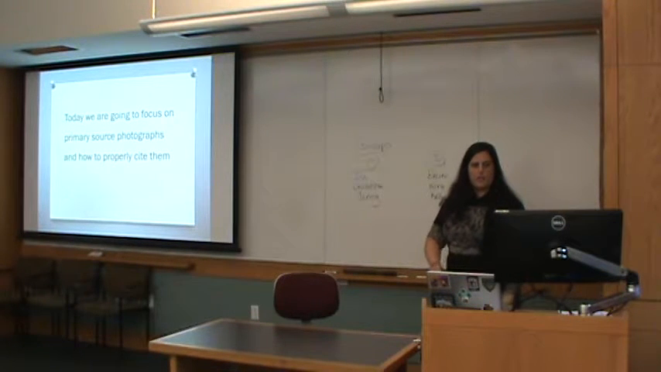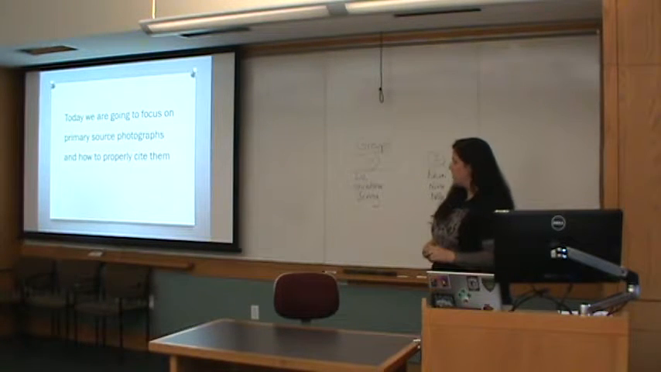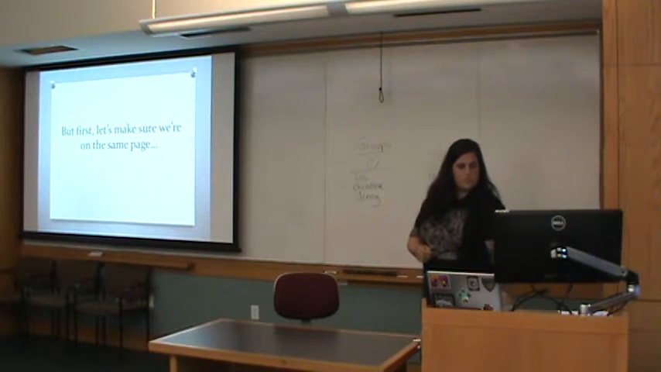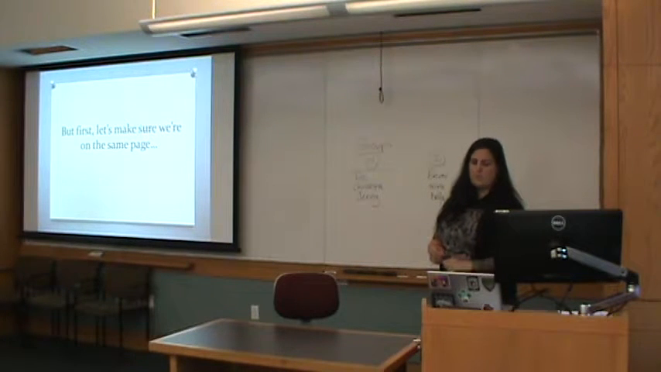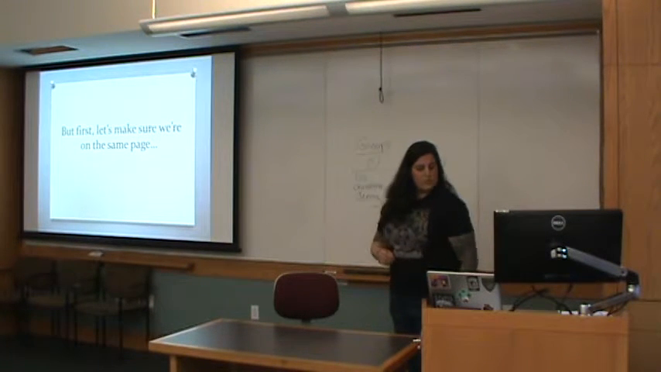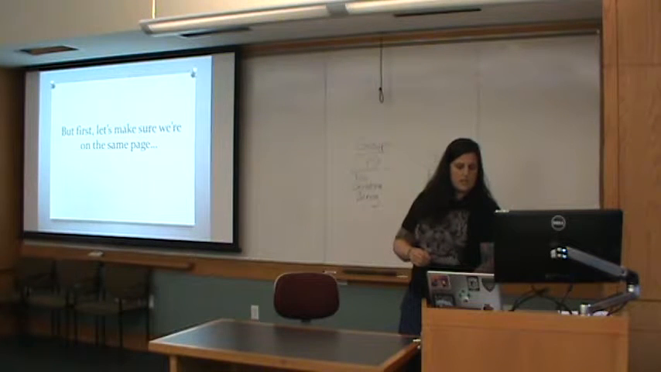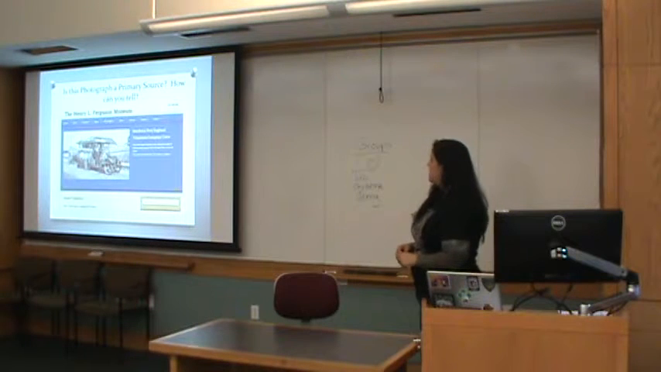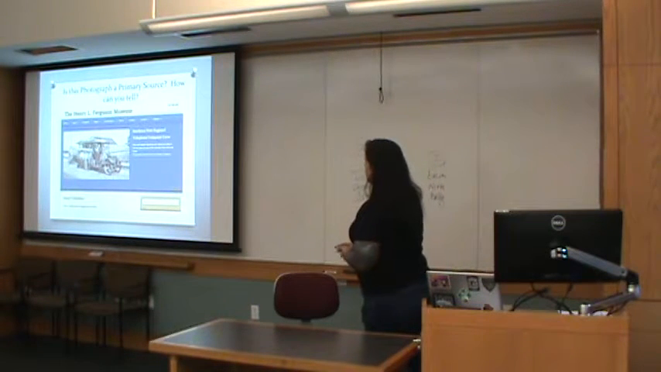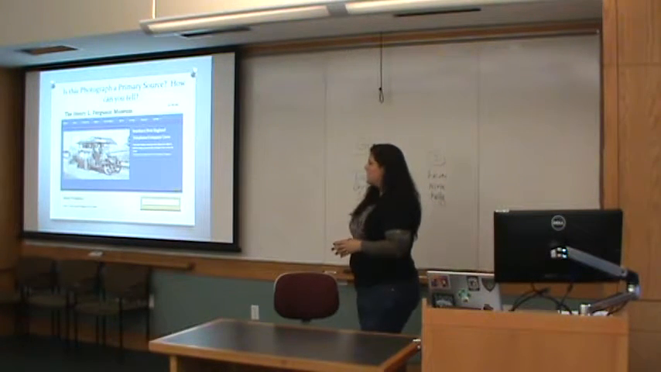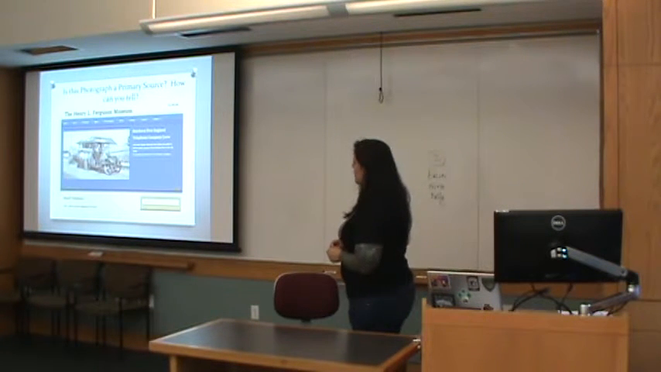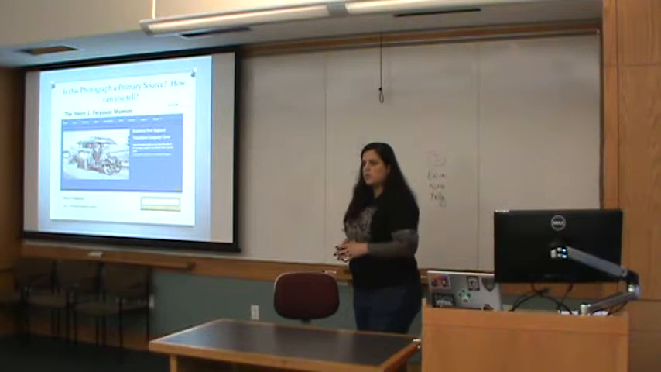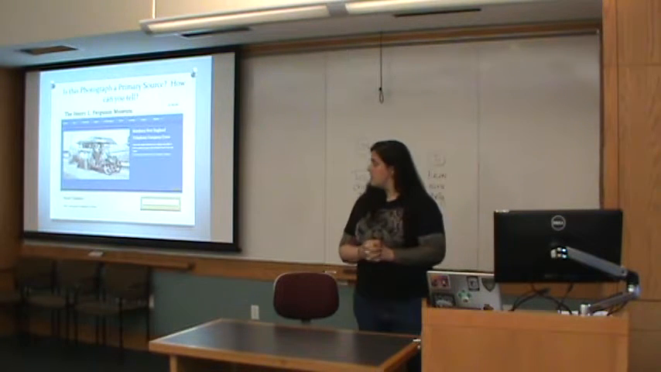All right, so today we're going to focus on primary source photographs and how to properly cite them. But first, let's make sure we're all on the same page and we really understand this. Let's take a look at this photograph. Do we think this is a primary source, and how can we tell? What are some clues from this website that might make us think that this is in fact a primary or a secondary source? Any ideas?